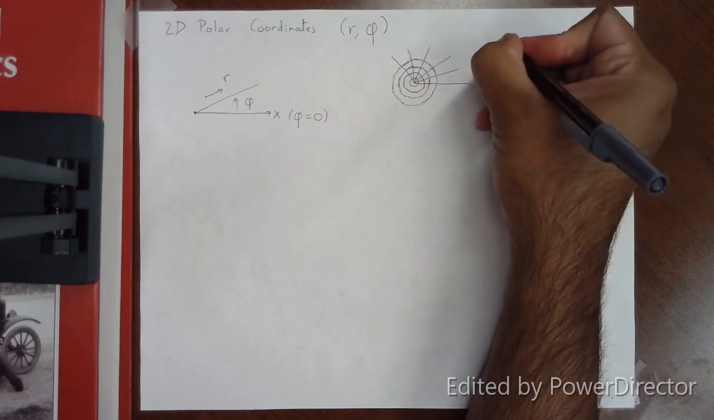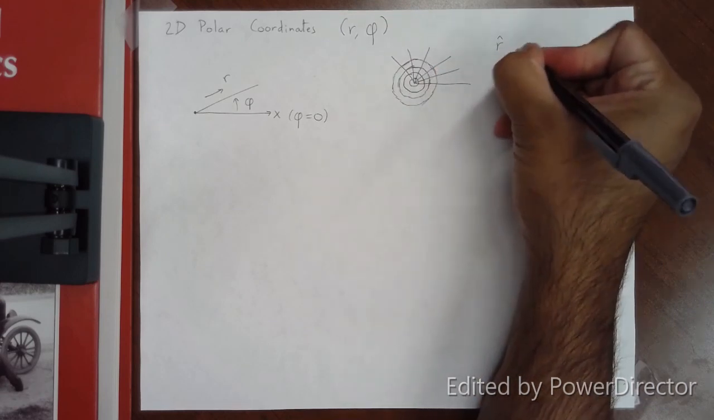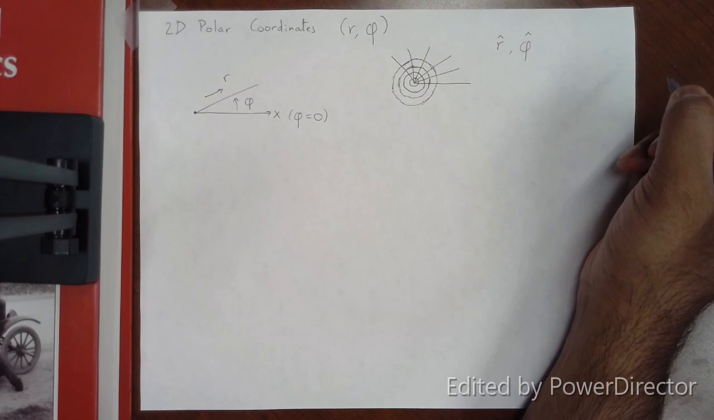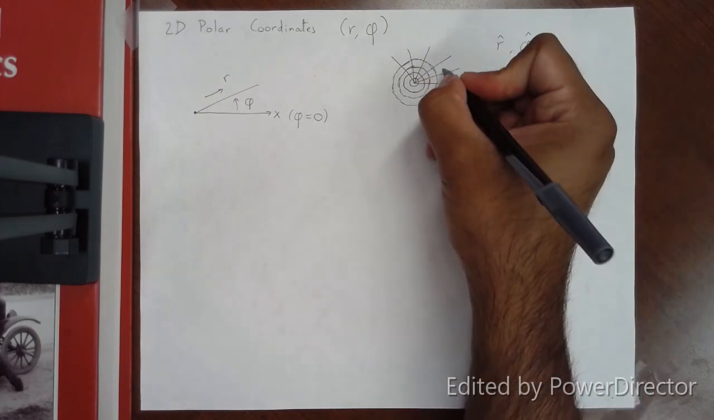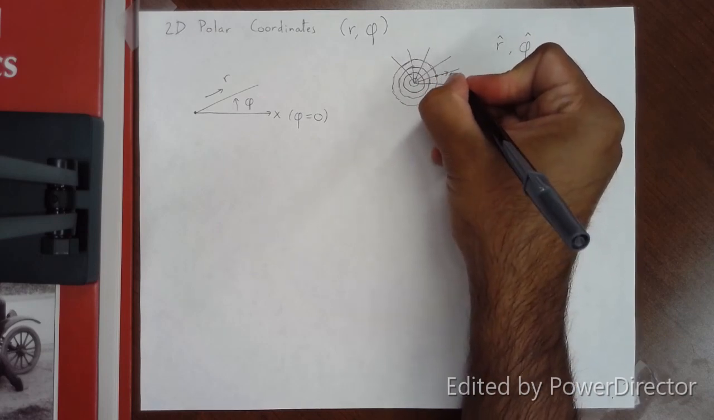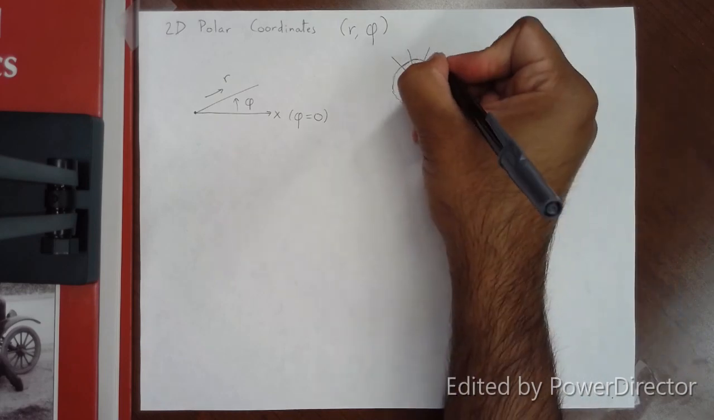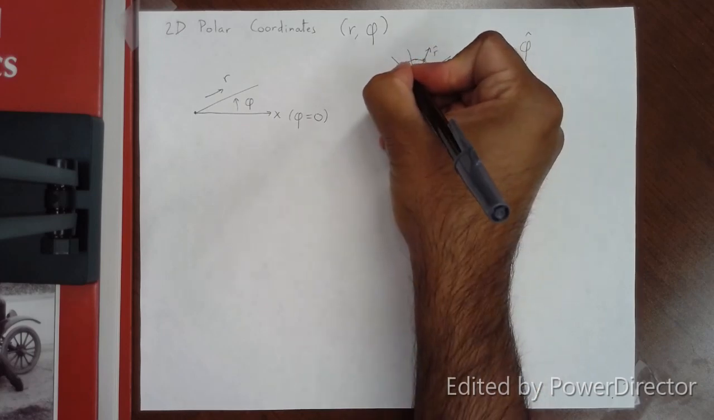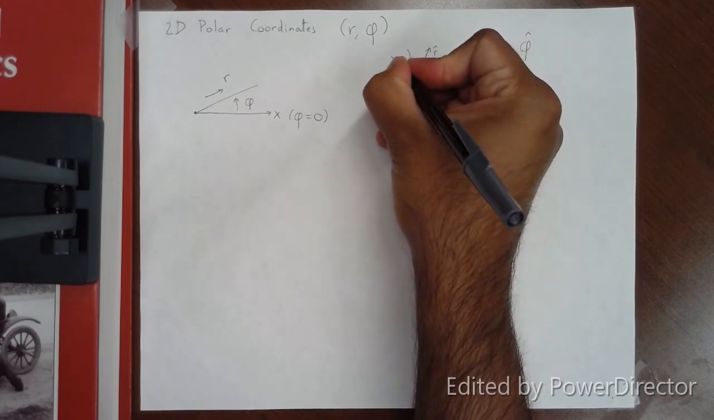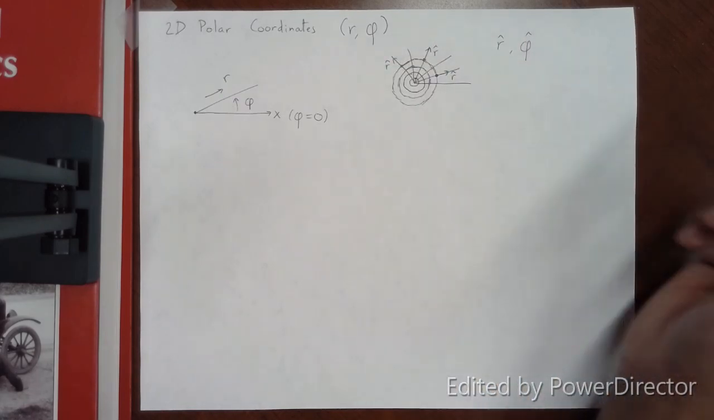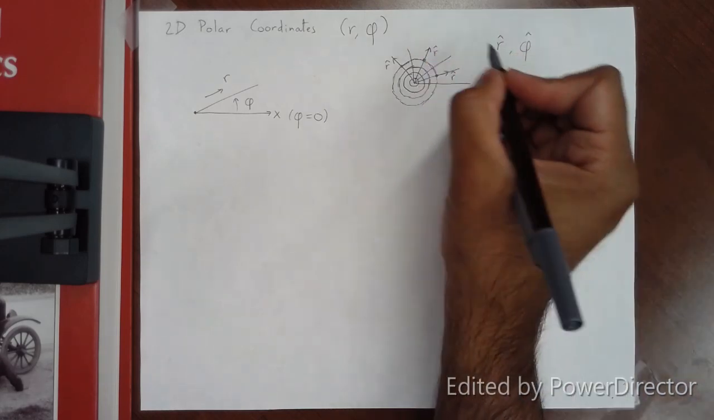There are unit vectors in this coordinate system as well, r hat and phi hat, but unlike i hat, j hat, and k hat, the directions of r hat and phi hat change as we move around. So for example, here, the direction of r hat is like this, but over here, the direction of r hat is like this, and over here, it is like this. However, it is still a unit vector, so its magnitude, that is, its length, is 1.